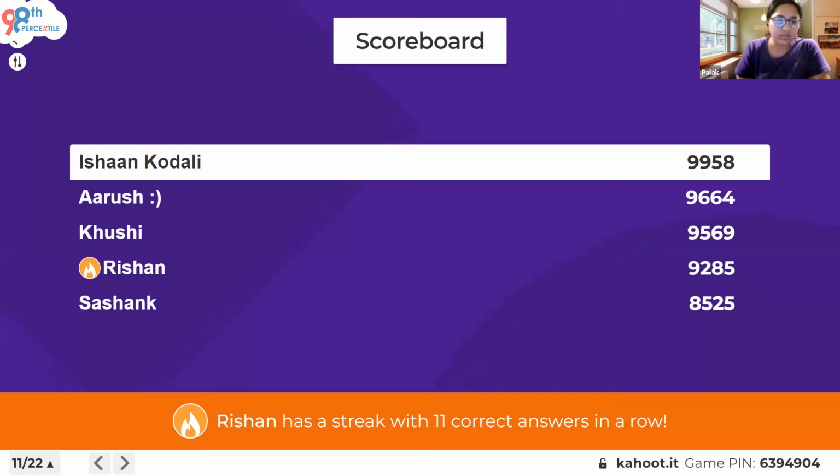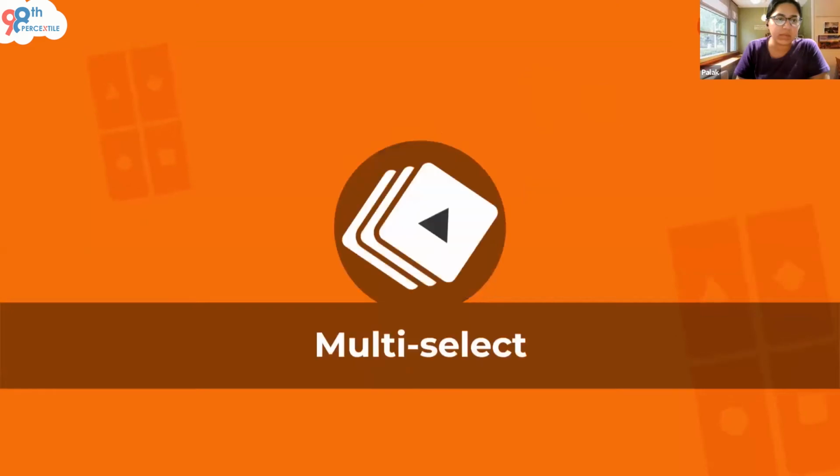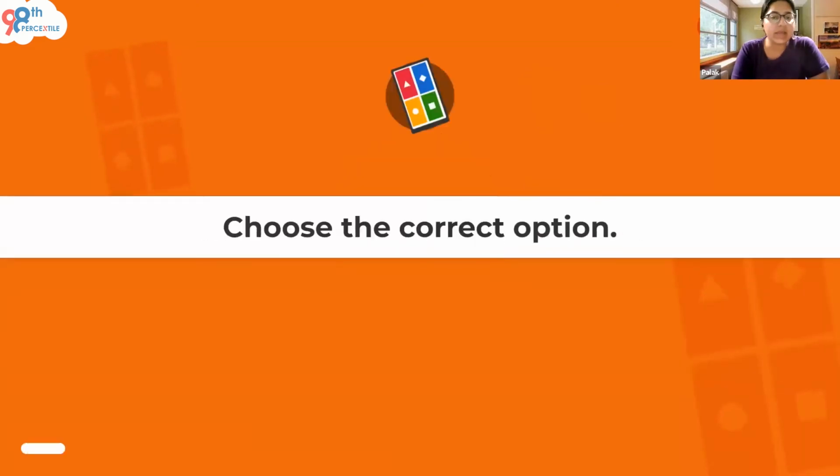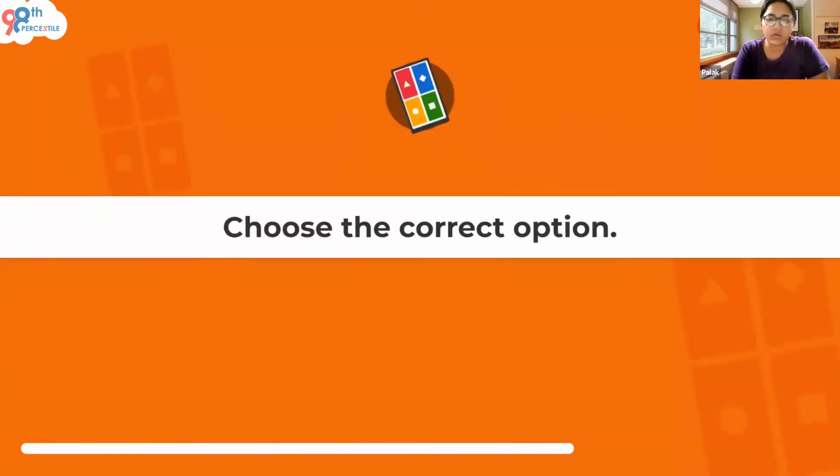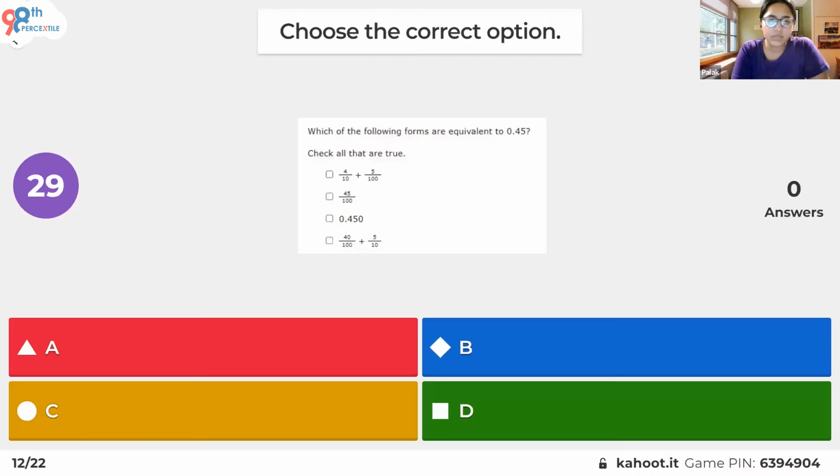Okay, so not much to discuss over here since we have the same set of people in the top 5 being the flag bearers. Okay, yet again a multi-select question for all of you. Which of the following forms are equivalent to 0.45? There could be multiple ways of referring to something.